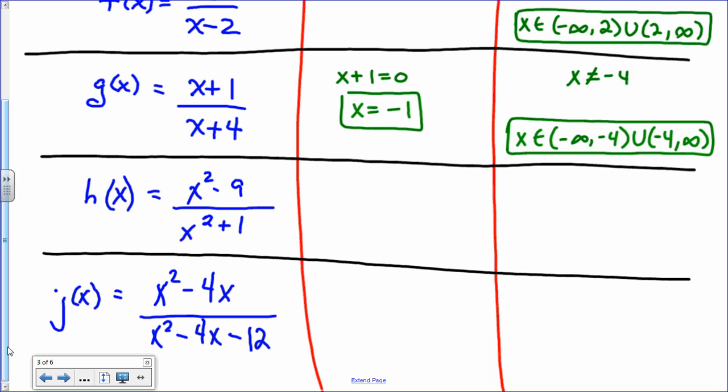Sometimes you have to factor to find your zeros and the domain. So for this one, I have x squared minus 9 equals 0. What does x squared minus 9 factor to? Okay, x plus 3, x minus 3, so that means my zeros are 3 and -3.